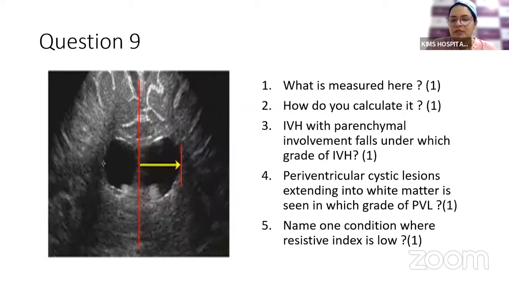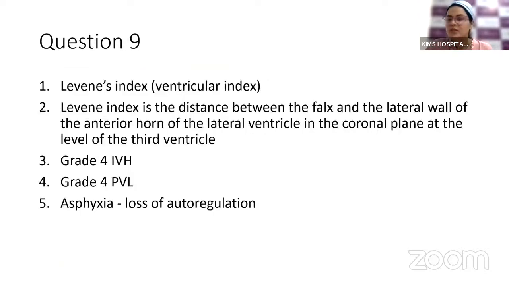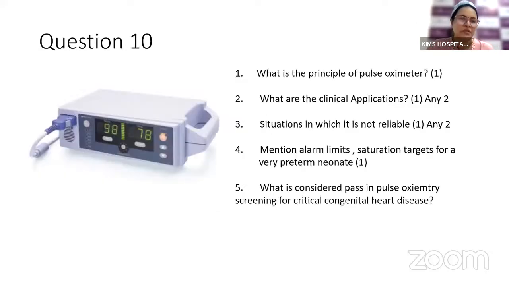One condition where the resistive index is low. The resistive index is an index that is used as a measure of the cerebral autoregulation. It is the peak systolic velocity minus the end diastolic velocity, divided by the peak systolic velocity. Usually the resistive index goes up in conditions like hydrocephalus, where there is more and more resistance to the cerebral arteries. But the resistive index can come low when there is asphyxia and loss of autoregulation. So a decreased resistive index is also taken as one of the important markers of the severity of asphyxia.